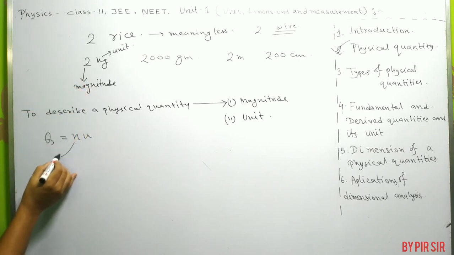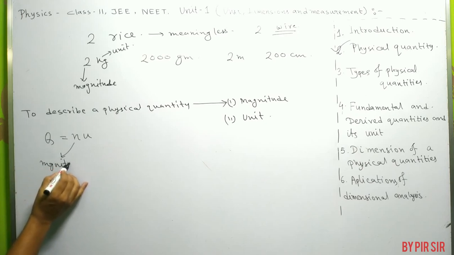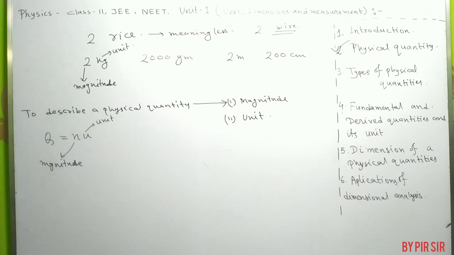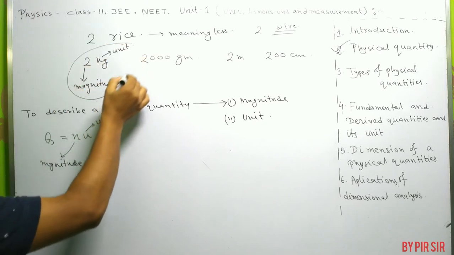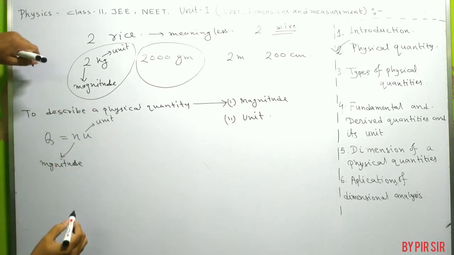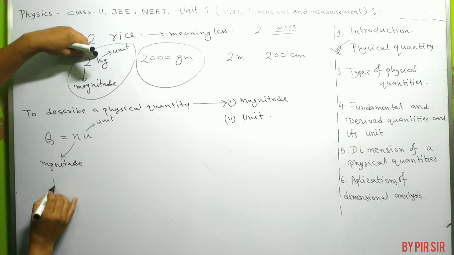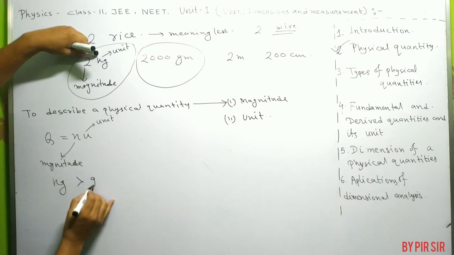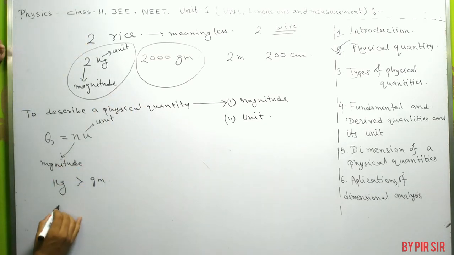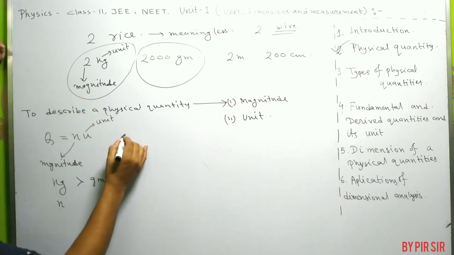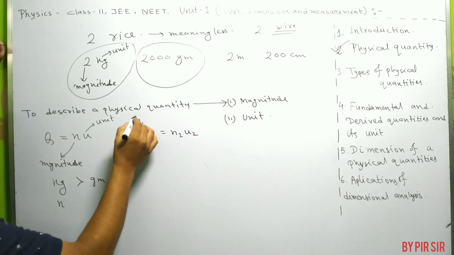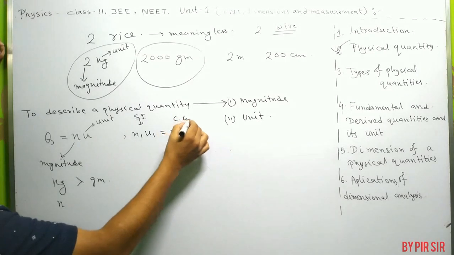This is the magnitude, and this is the unit. This is the SI unit system, and this is the CGS unit system. Here, the unit kg is greater than gram. So we say n1 u1 equals n2 u2. This is the SI system, and this is the CGS system.